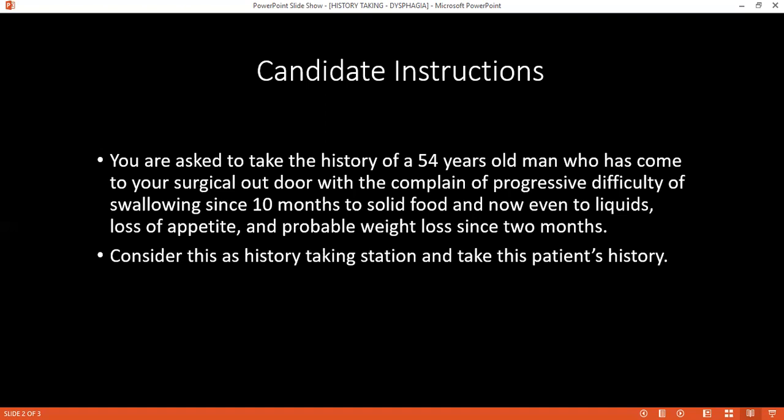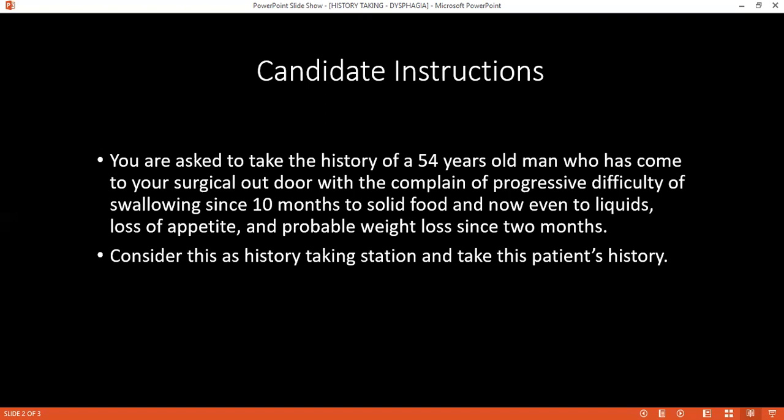Now, can you please present your history? This 54-year-old male has difficulty in swallowing for several months. He has weight loss. He is also a smoker, one pack of cigarettes per day. There is no other associated problem, and he has no neurological problem. So what are your differential diagnoses for this patient?